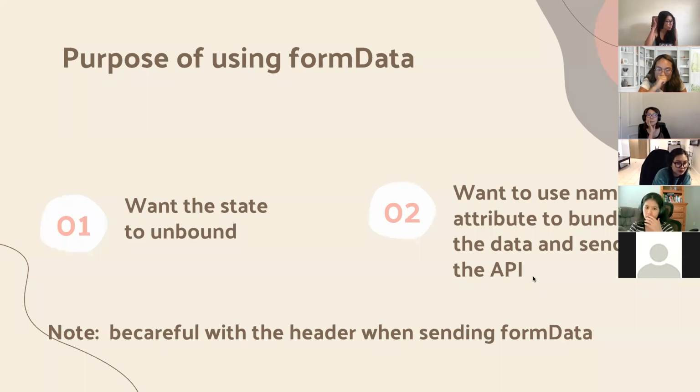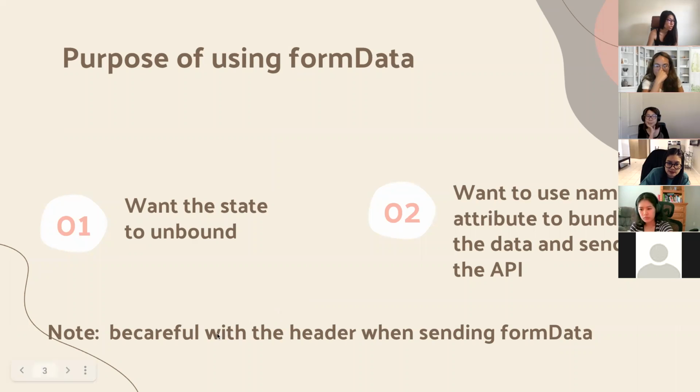Before that, I will talk about the purpose of using form data. The first thing is that you want the state to be unbound. That means you don't want state to get into your data. You want the DOM to take that step, and then you want to use the name attribute to bundle all the data and send it to the API. You don't want to use state or any single data; you want the whole thing. So you put it into the form data and send that, only one pack of data into the API.